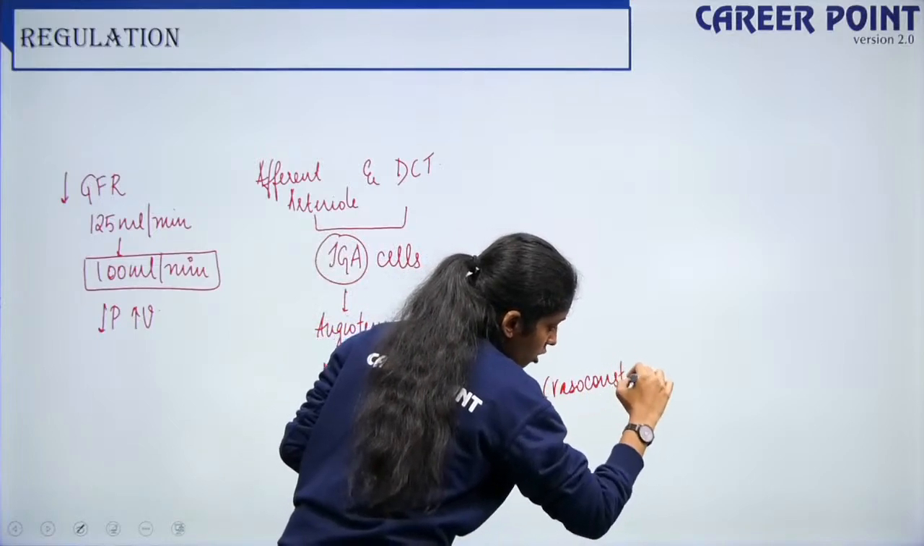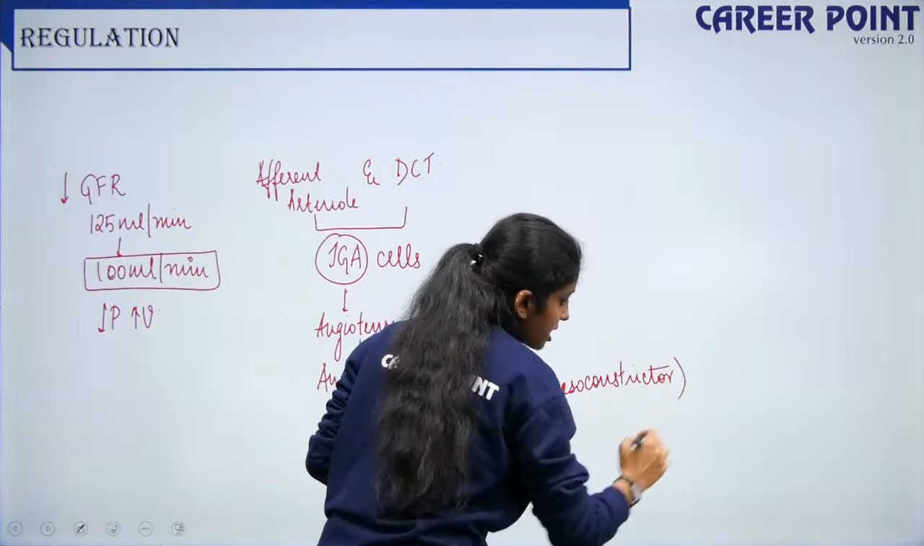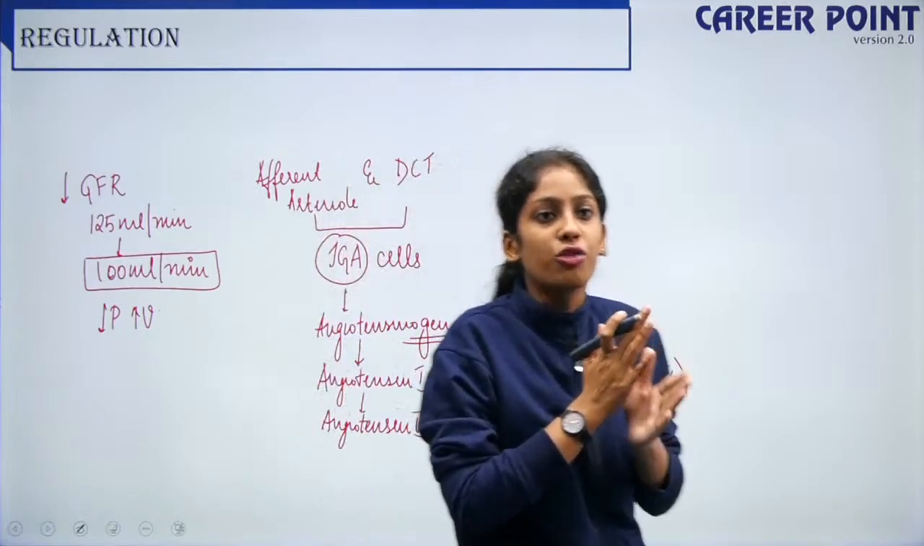So renin is a vasoconstrictor. Vaso talks about the blood vessel, and constrictor means it constricts the diameter of the blood vessel.